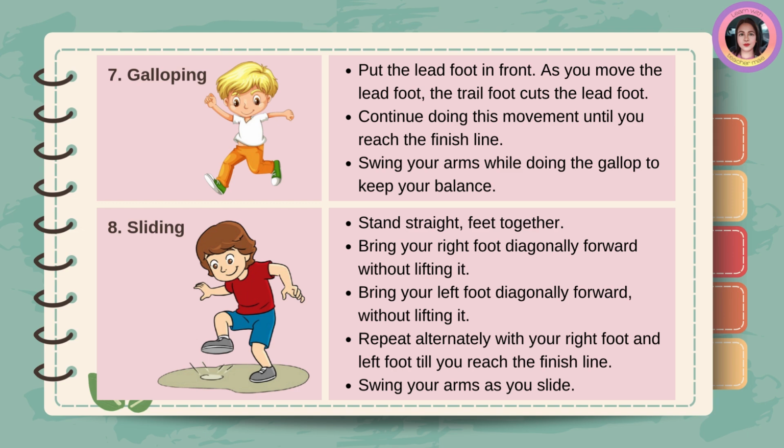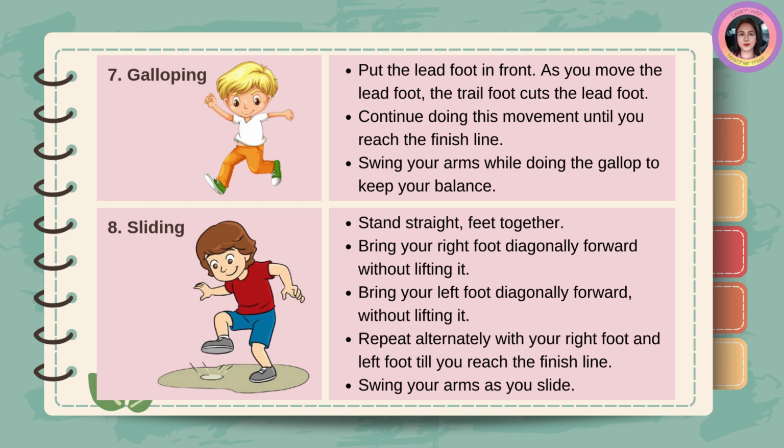Number 7, galloping. Put the lead foot in front. As you move the lead foot, the trail foot catches the lead foot. Continue doing this movement until you reach the finish line. Swing your arms while doing the gallop to keep your balance.